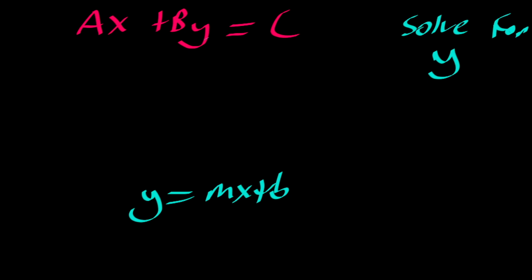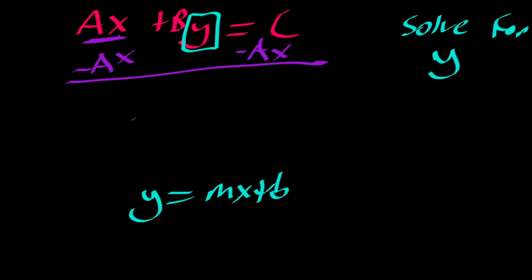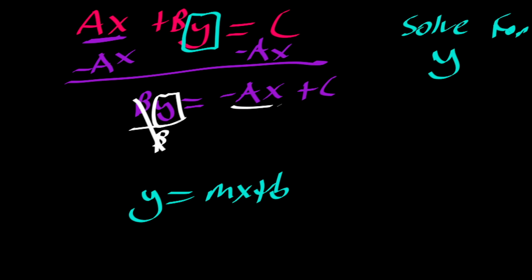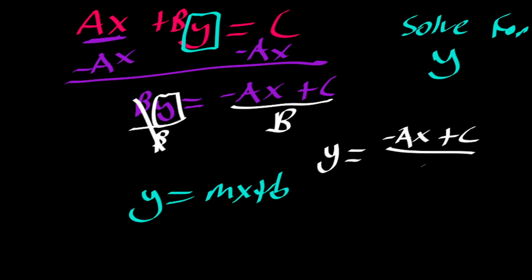And the good thing is, pretty much isolating y in every single problem, for the most part, works the exact same way. What you end up doing is, first, we need to get rid of this ax term, so we're going to subtract ax. So then I end up with by equals negative ax plus c. And then now I want to get y by itself still. So how would I get rid of that b? I would divide it by b. And I divide the entire right side by b. So now I end up with y equals negative ax plus c over b.